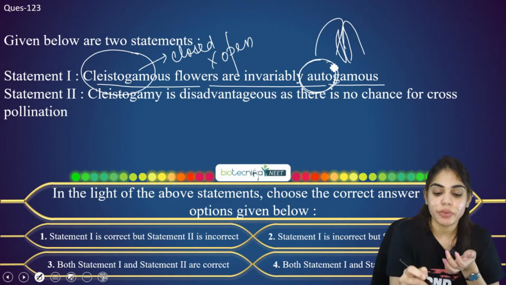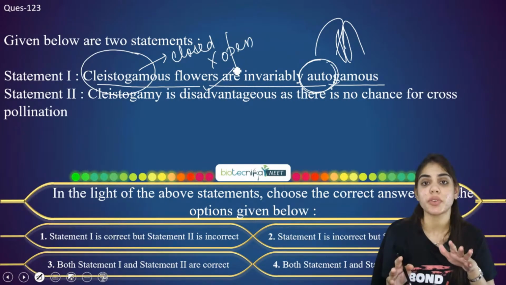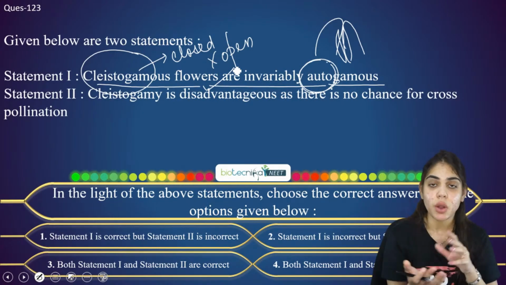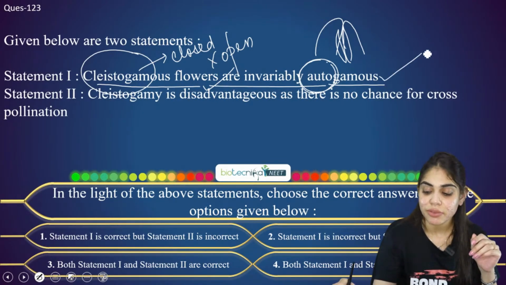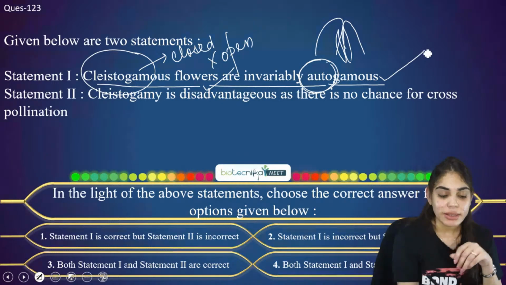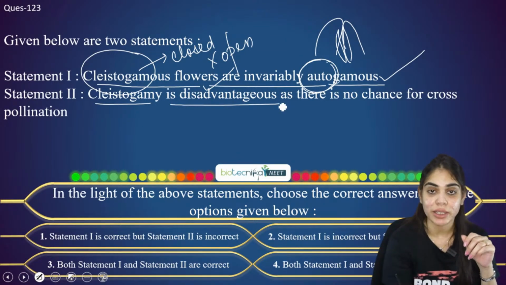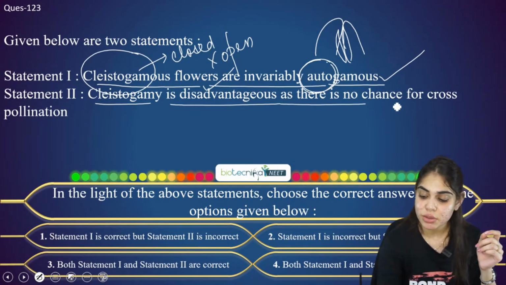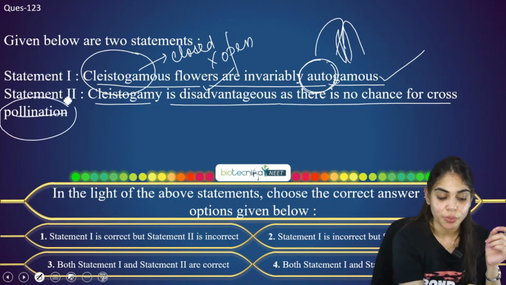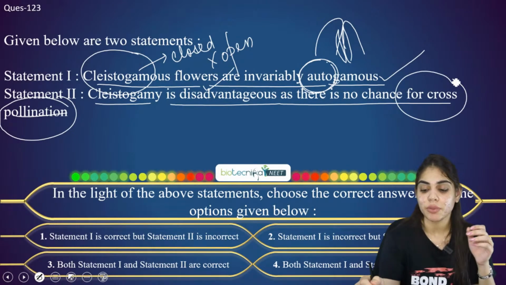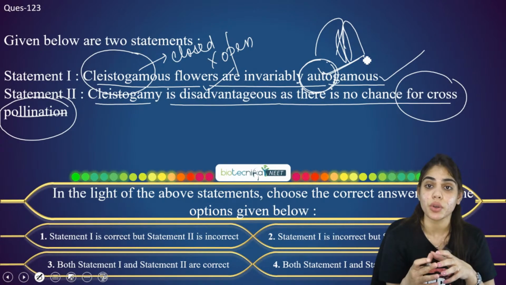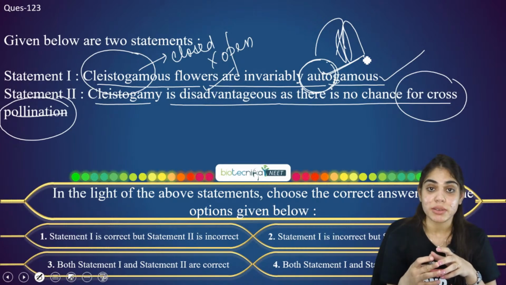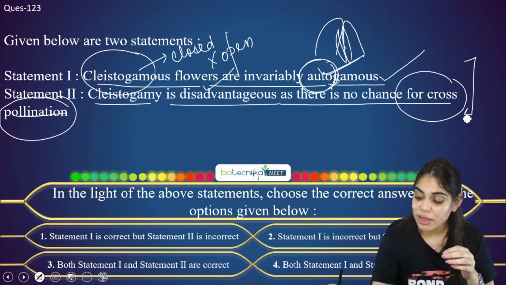Yes, correct. If the flower is closed, there are no chances of cross-pollination because it is closed. Where will the insects come and sit on the flower, or simply the stigma? So this is invariably autogamous. That is true. Now statement 2, cleistogamy is disadvantageous. Now it is talking about the disadvantages of cleistogamous flower, as there is no chance for cross pollination. Yes, this is true, because if the flower is closed, only self pollination will take place. That is, it is autogamous flower, but there will be no chance for cross pollination. That means it is the right statement. Both these statements are the right statement.